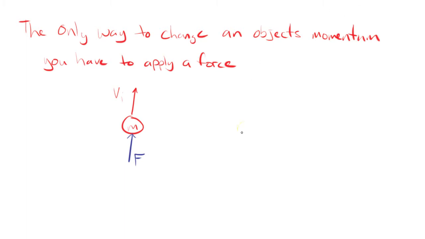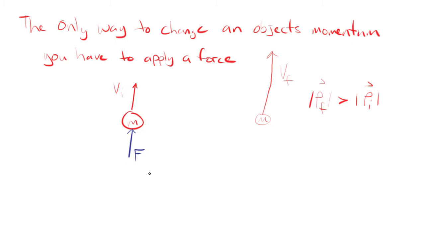So a bit later, I look at my object again, and now it has a larger speed. I apply the force, I cause the object to accelerate, its speed is increased. I've changed the object's momentum. So I can say that the magnitude of the final momentum is larger than the magnitude of the initial momentum. All right, nothing all too surprising there. By applying a force, I've changed the momentum.